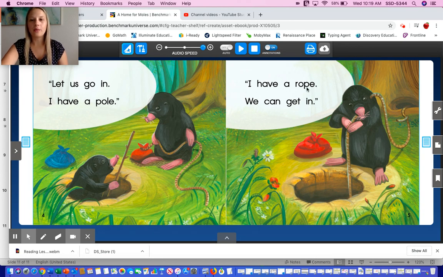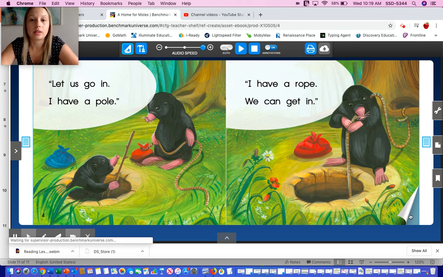I have a rope. We can get in. Take a look at the illustration. So one mole must have gone down in the hole and the other mole is still up top. And this mole is holding a rope. Do you see? So I wonder why they need that. They put the rope in and the rope is going this way. And if you look at the back of the rope, it's actually tied to the tree. That keeps it from going all the way down. It's stuck up top so that it can't go down the hole and you could still hold on to it.